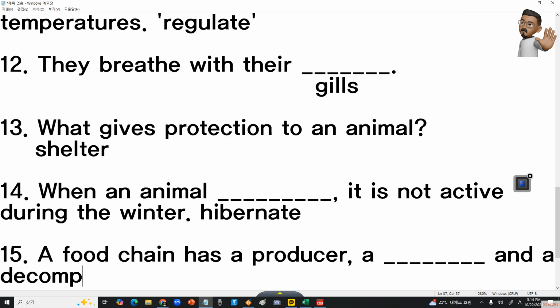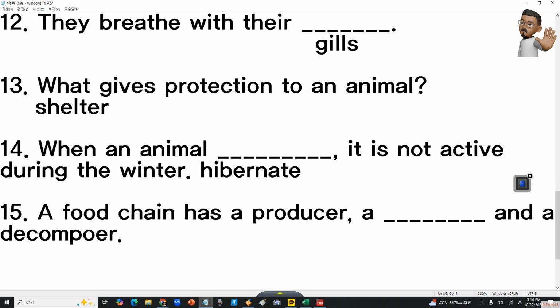A food chain has a producer, a blank, and a decomposer. 3, 2, 1. The answer is consumer. Next.